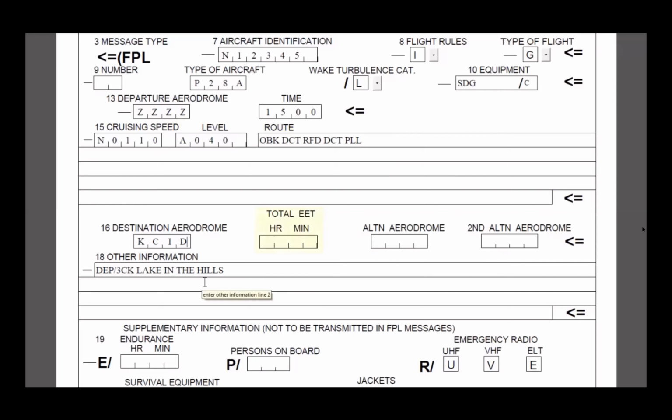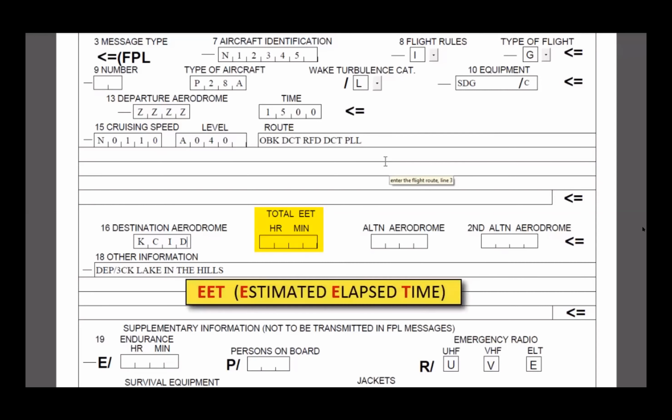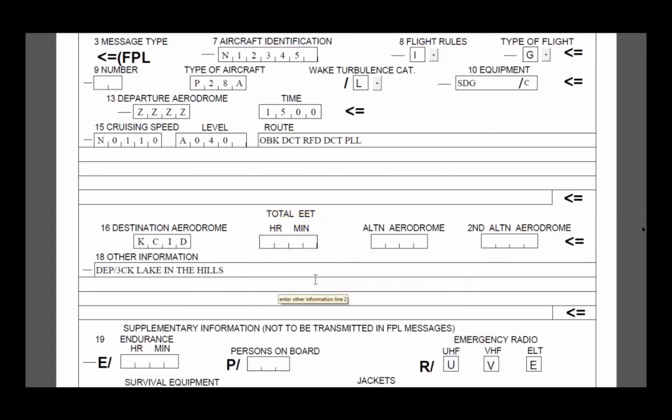The box next to the destination airport is where you put your total estimated elapsed time, shown as total EET. This is just the estimated time to fly to your destination, written in hours and minutes. This is okay for domestic trips, but more detail is needed for international flying. Our total time to the airport would go here in hours and minutes. Our total flight time, for example, let's say an hour and 20 minutes. So we put 0, 1, 2, 0 as our time en route.